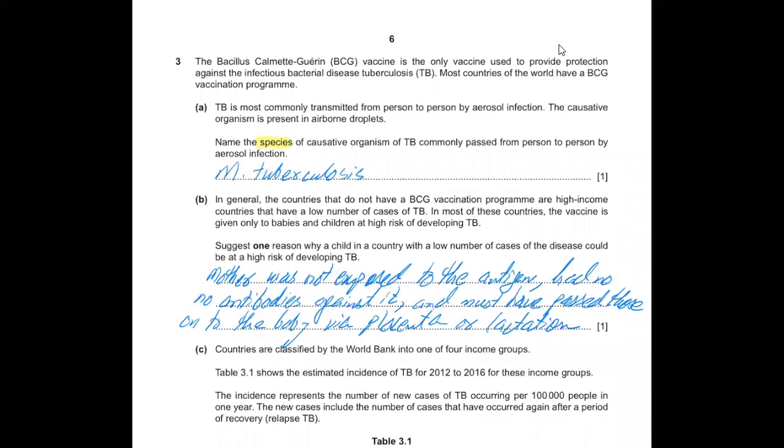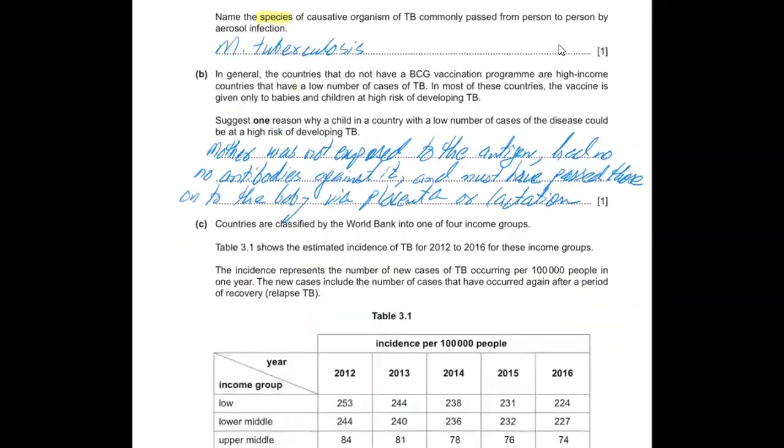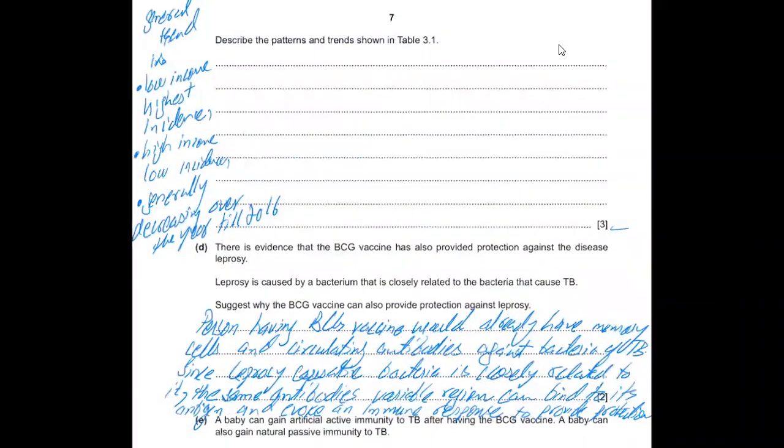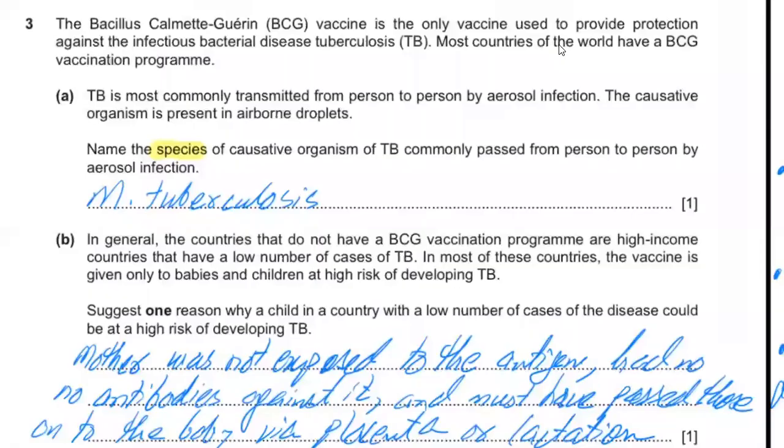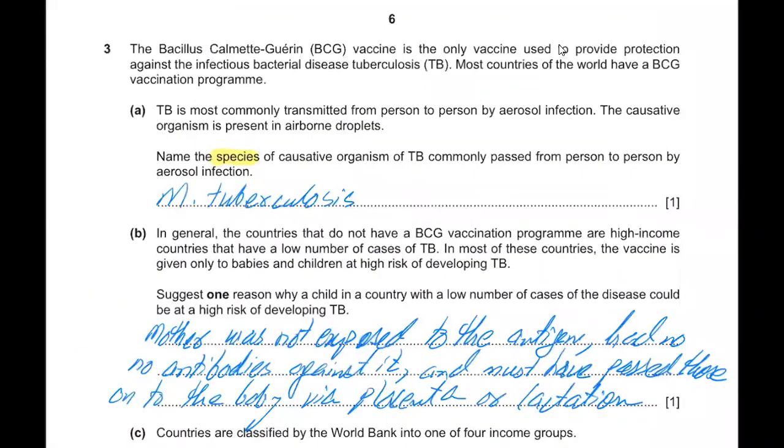This question is about tuberculosis, and after this, the question just continues with tuberculosis. They are saying that Bacillus Calmette-Guérin is a vaccine, the only one available for protection against the infectious bacterial disease tuberculosis. Many countries in the world have BCG. In Pakistan, we have been using BCG ever since 1948. And Pakistan and India were the only two countries that started using BCG outside European countries back in 1948.